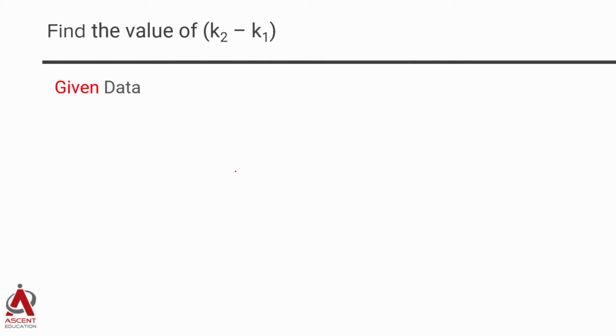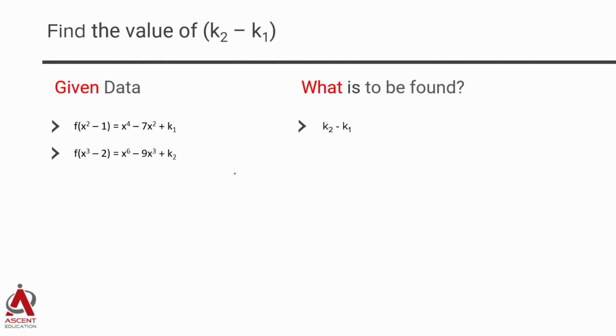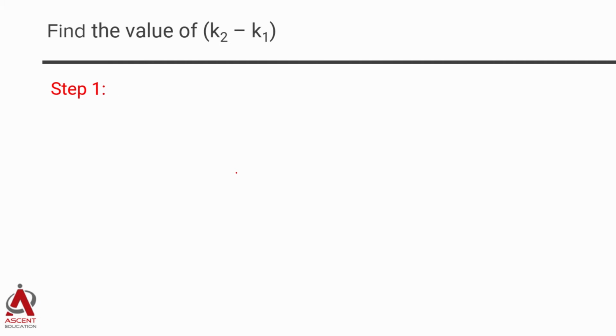What we have are these two data points. The first one is f of x square minus 1 is x power 4 minus 7x square plus k1, and the second one is f of x cube minus 2 is equal to x power 6 minus 9x cube plus k2. So this is what we need to work with. Let's take step 1. In step 1, I'm going to look at the first information. f of x square minus 1 is equal to x power 4 minus 7x square plus k1. This is the data given to us.